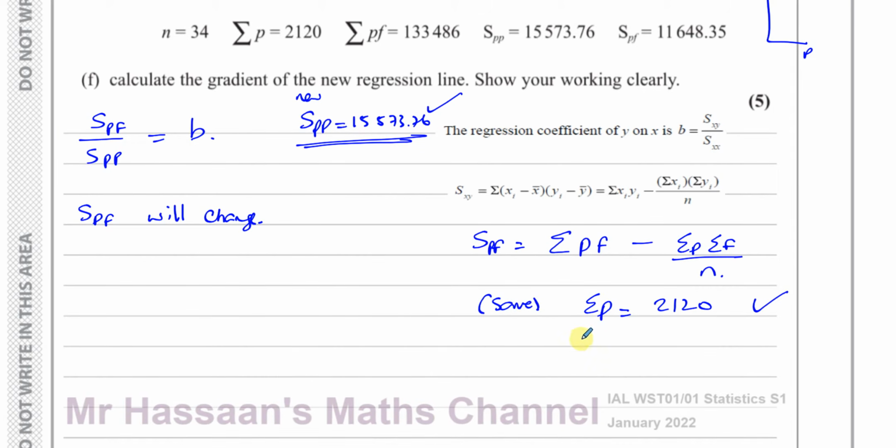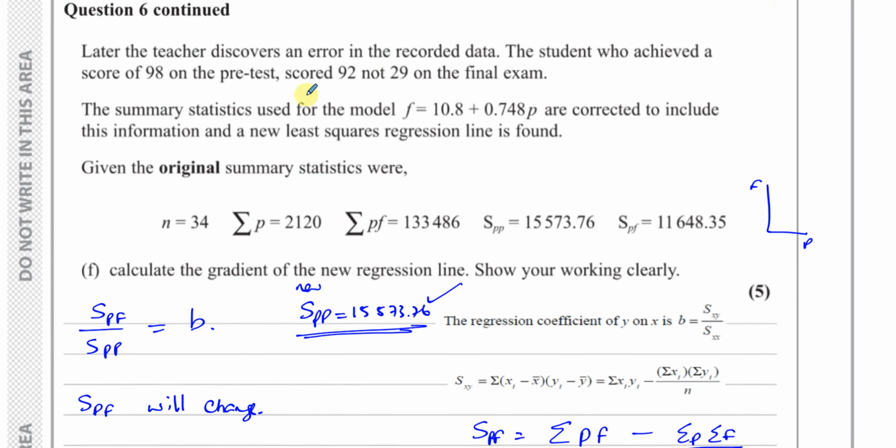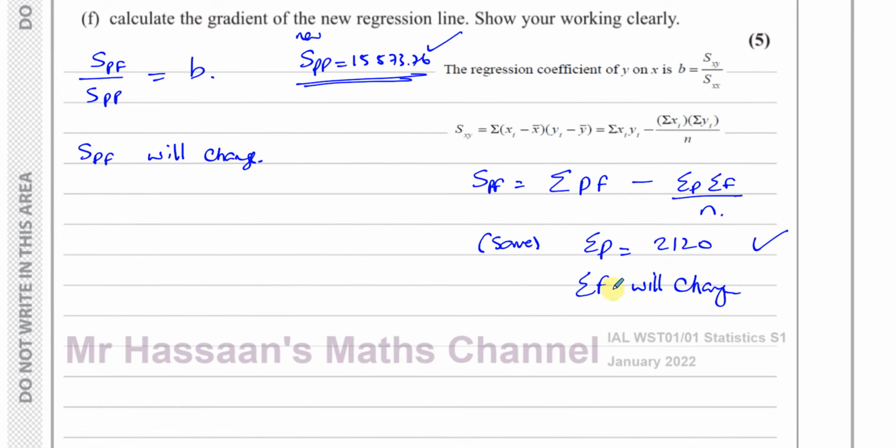But the sum of F will change, because the final score had this mistake. So the sum of the final scores is going to be changed. So we've got to work out the new sum of F, and we've also got to work out the new sum of P times F. And then we can get our answer. So we need the new sum of PF, and we also need the new sum of F. Let's look at the sum of F first.